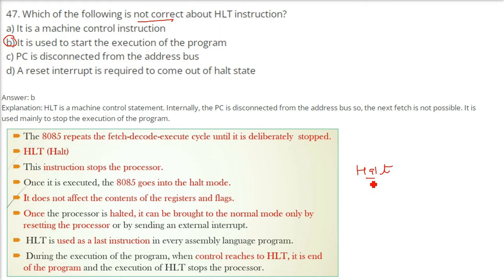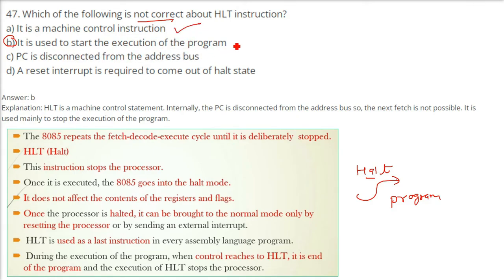Halt is a machine control statement. Internally, what is being done is the PC is disconnected from the address bus, for example, so the next fetch won't be possible. So it is used mainly to stop the execution of the program. It does not affect the content of the register and flags. Once the processor is halted, it can be brought to the normal mode only by resetting the processor.